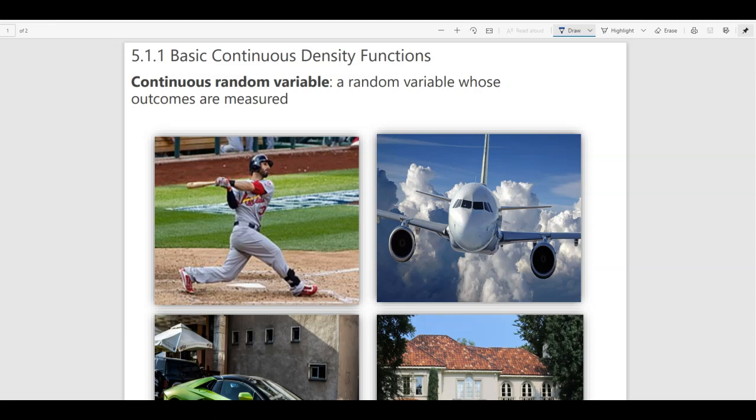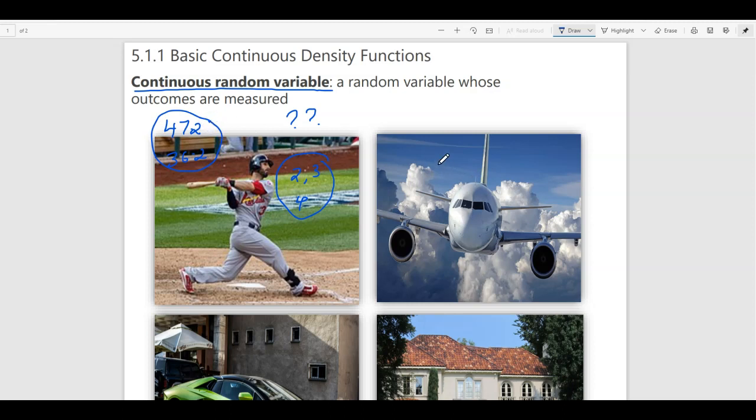Now, let's take a look at what it means by continuous random variable. A random variable whose outcomes are measured, they are not counted. Now you might say, Miss, what exactly do you mean by that? Look at this picture here. If I ask you, how many balls did he hit? So you might say 2, 3, 4. But if I ask you the speed of the balls, then it is continuous. You will give me probably 36.2 miles per hour or 47.2 miles per hour, right? So you can see the difference between discrete and continuous.